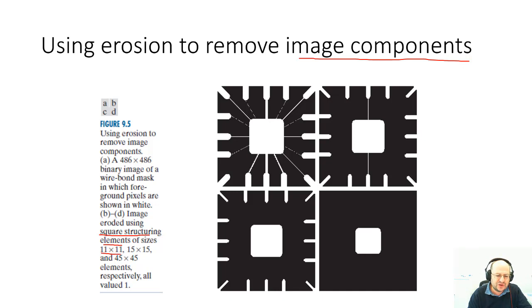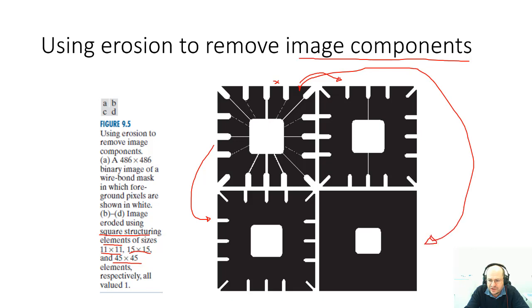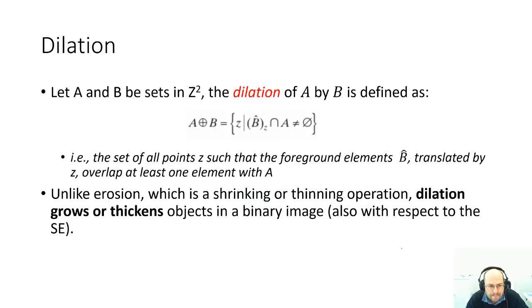And in the first case, we use an 11 by 11 structuring element. So we started from this image and end up with that image with an 11 by 11. Now, if we pass a 15 by 15, we start from this image and end up with this image. And if we pass a structuring element of 45 by 45, then we are going to start from this one. This will be the original image, and this will be translated or eroded into this image here. All right. So in the same sense that I can do erosion, I can do dilation.